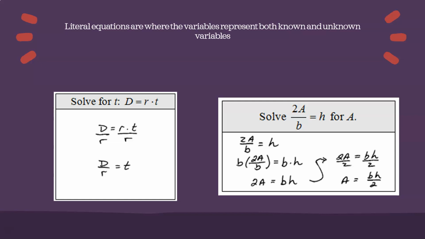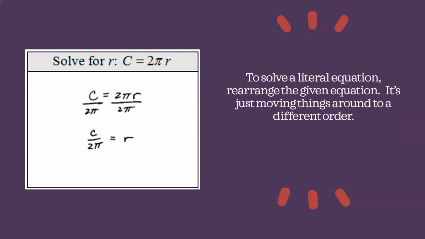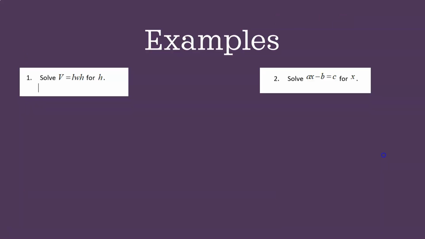Solve 2a over b equals h for a. You're going to rearrange that equation so that a is alone. To solve a literal equation, all you need to do is rearrange the given equation. You're going to undo the operation. It's just moving things around into a different order. So for this one, you have c equals 2 pi r. If you want to solve for r, you get everything away from the r, so the r is alone. You're going to isolate it.